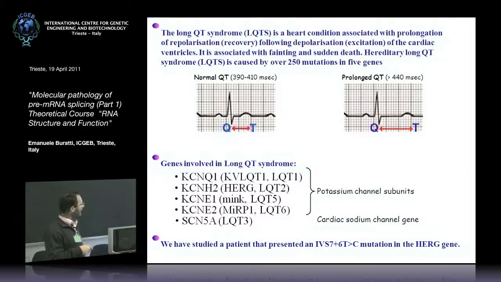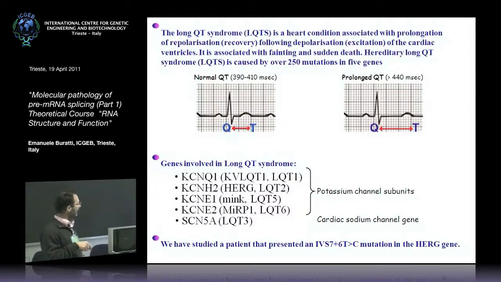And what happens is that these patients have a prolongation of these waves, and since this is a situation that tends to worsen over time, they often die from sudden death because they have a heart attack. And of course, it is very difficult. If you look at patients that have this condition, it's not like you can very easily take a biopsy from the heart and see if there is a defect in splicing.